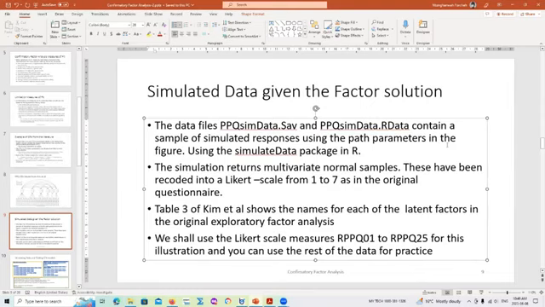Okay. So it contains a sample of simulated responses using the path parameters in the model. The simulation returns multivariate normal samples. These have been recoded into Likert scale. The simulation itself normally gives us a normal sample, and I just recoded it myself to a Likert scale on the 7-point using my own cutoffs.